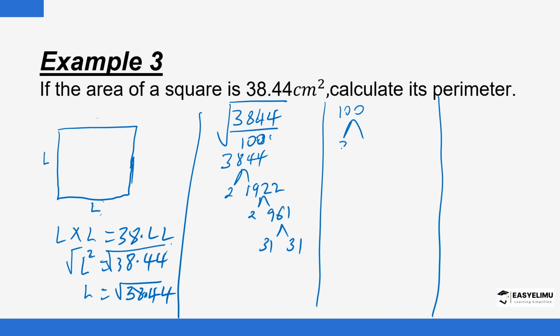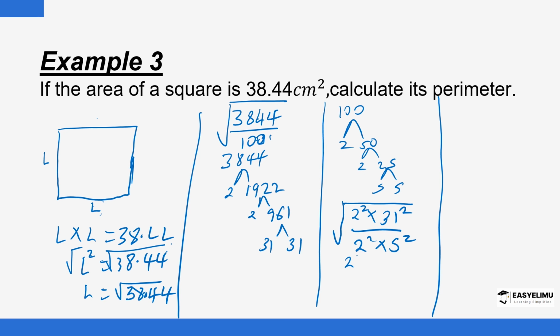So 2 goes there, 50. 2 goes there, 25, and 5, 5. So now the square root of this number 38.44 will be 2 power 2 times 31 power 2 divided by 2 power 2 times 5 power 2. So in finding the square root of this number, you are just going to divide the powers by 2. So you divide 2 by 2 there, you'll get 2 power 1, and then again 31 power 1, 2 power 1, again 5 power 1. You see.